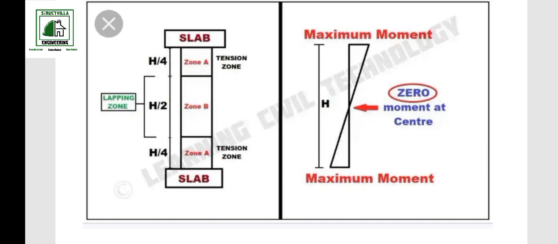Right, so it's very important we don't just lap reinforcement anywhere or any portion we choose on our structural members. The lapping zones are very important, and these are the zones with zero or minimum bending moment for the structural members.